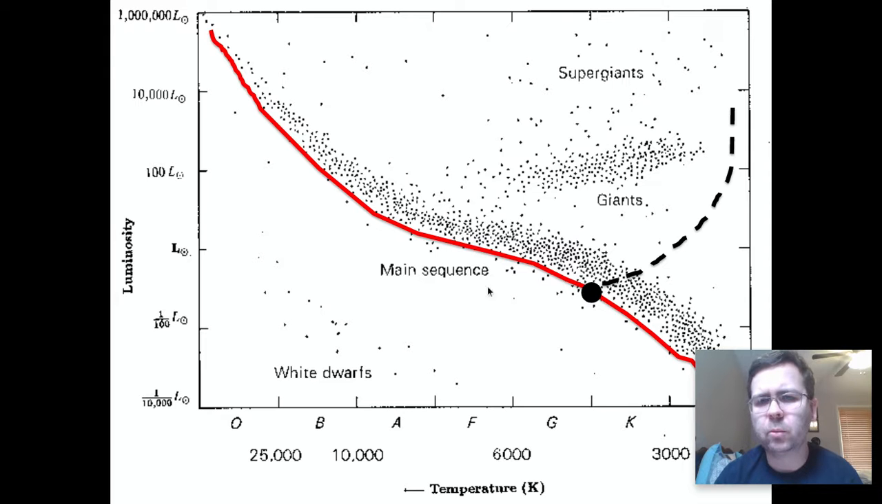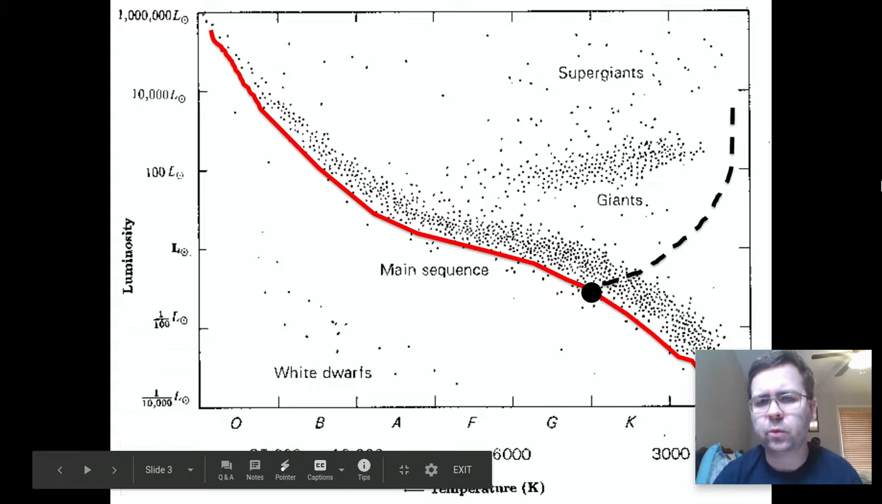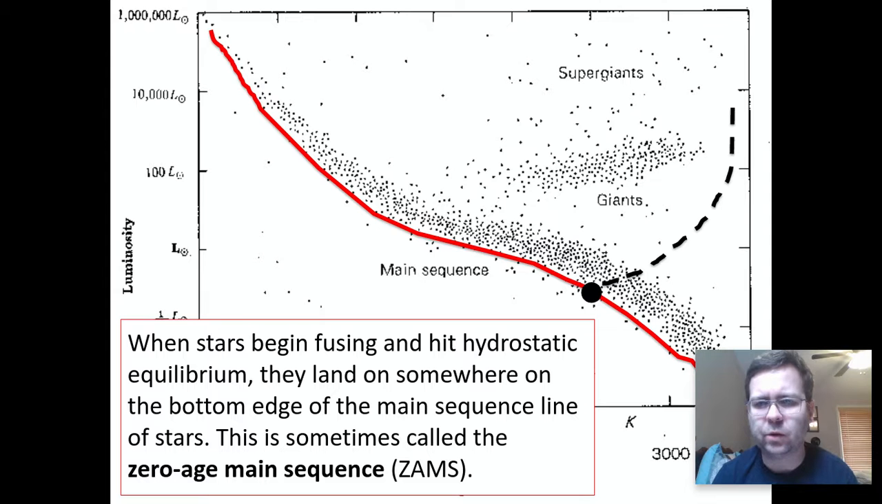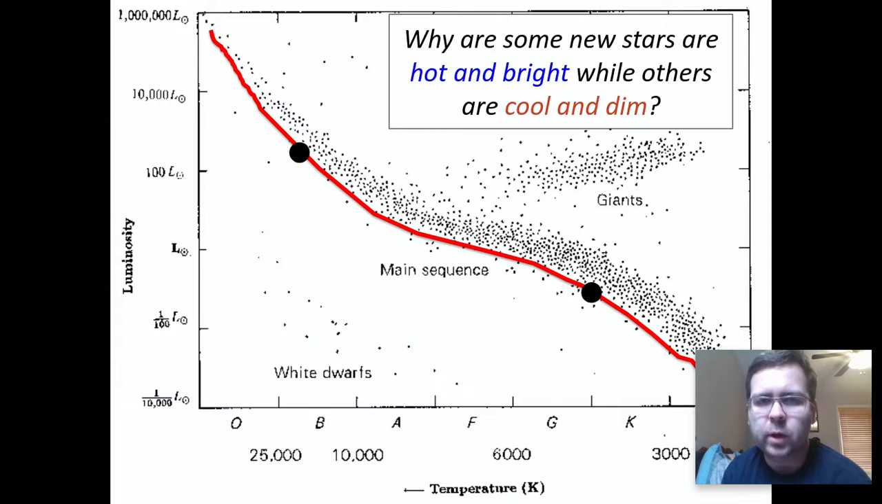And then they begin somewhere on this red line. That's where stars begin their lives whenever they begin fusing hydrogen into helium. And that's what we call hydrostatic equilibrium, when they're balanced. They land somewhere on that line. We call that line the zero age main sequence. It's where stars begin their adult lives. It's where they begin fusing hydrogen into helium, and that is where they spend almost all of their life, virtually everything. But there are some other things that happen, which we'll get into.